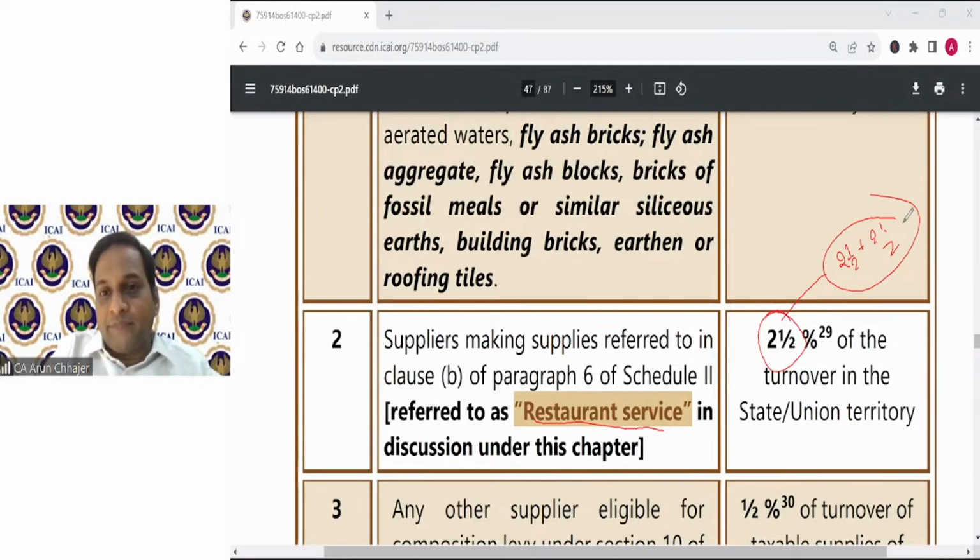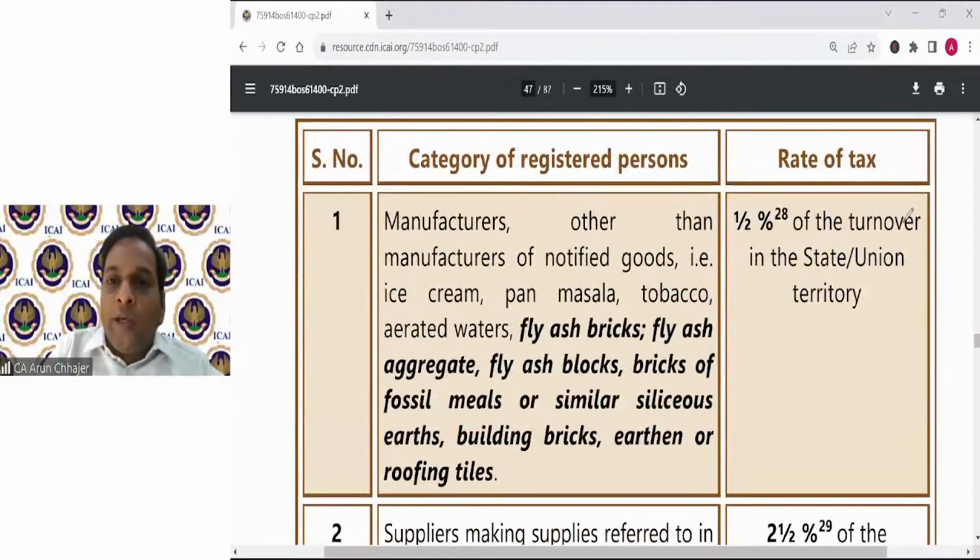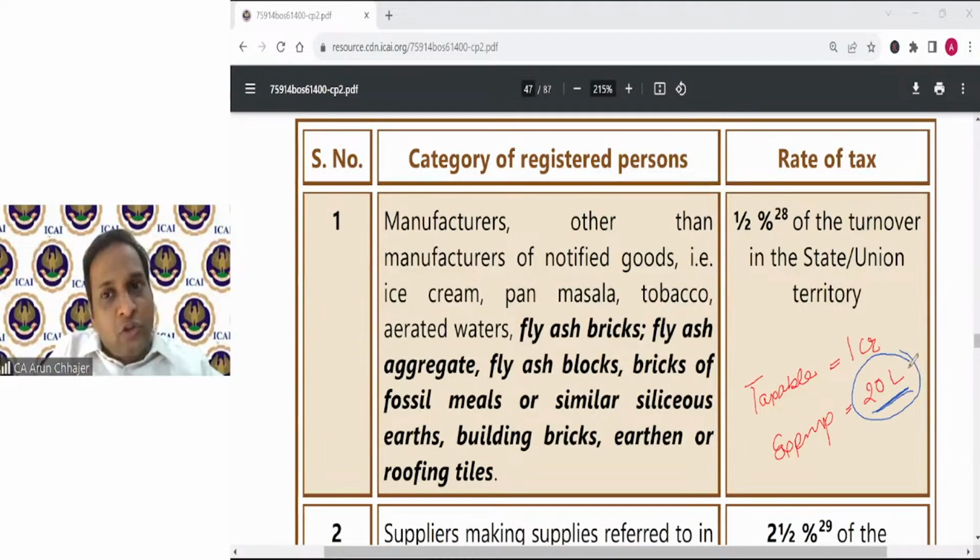Now, one important point I like to ask from each one of you. Suppose he is doing the manufacturing of taxable item and he is doing the manufacturing of exempted item. Let's say the turnover of taxable item is 1 crore and the turnover of exempted item is 20 lakh. My question to all of you, whether he is required to pay the 1% on 20 lakh also or not.